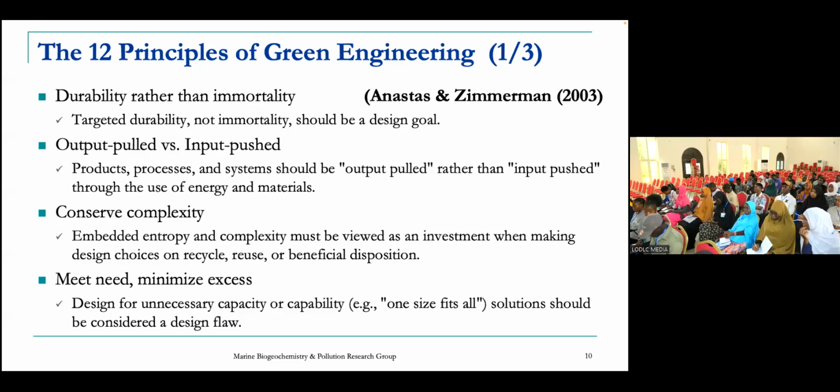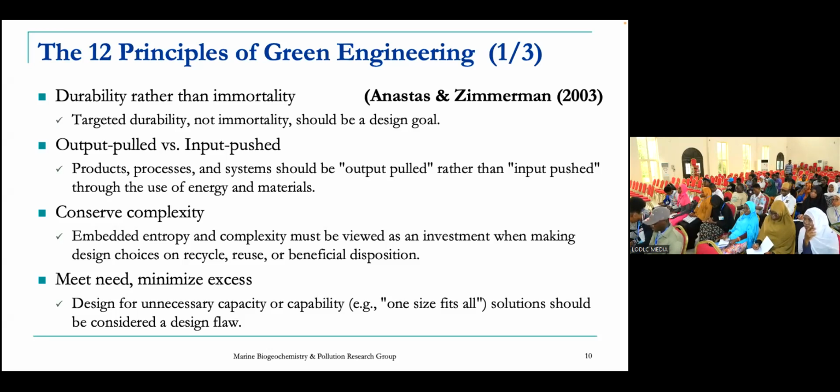This was in 2003. And the 12 principles of green engineering outlined what would make a greener chemical process or product. The principles include durability rather than immortality, output pulled versus input pushed, conserve complexity, meet needs, minimize excess principles. I will take the first one there to just talk about it.